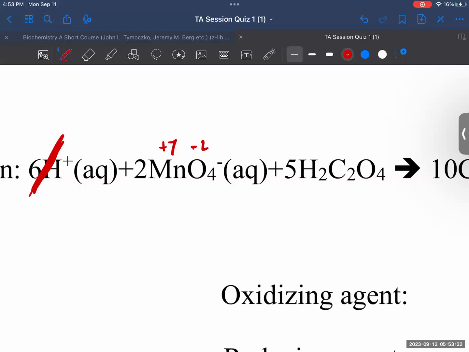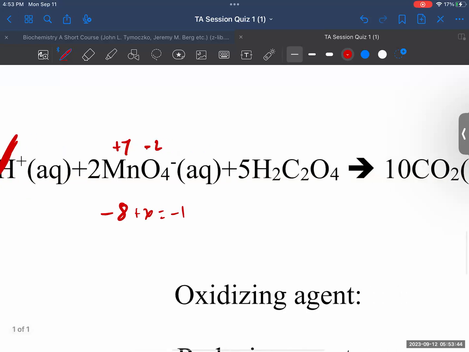So how you get that is oxygen is -2, right? So total, you have 4 oxygens, that's -8. And then the total charge has to add up to what? -1, because that's the charge of the ion. So -1 plus X equals -8 plus X equals -1. Add 8 to both sides, you get +7.